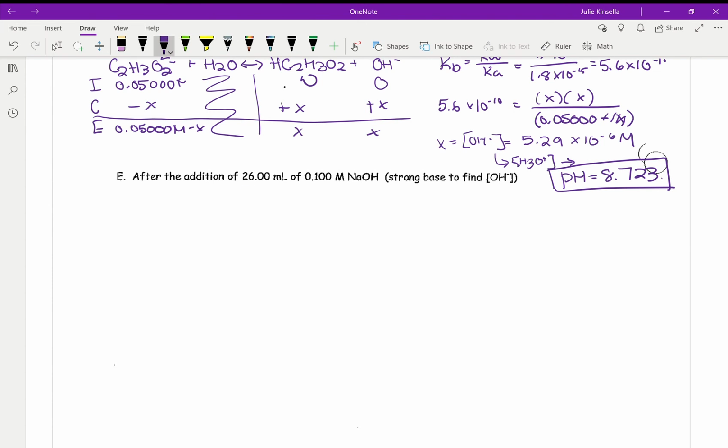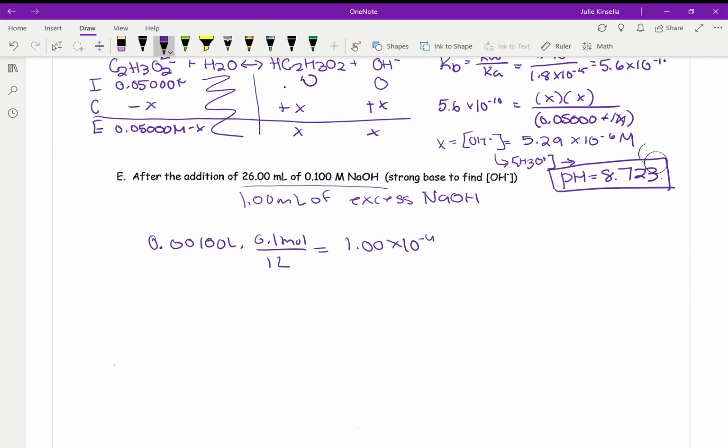This is after my equivalence point, 26 milliliters of a 0.1 molar sodium hydroxide. That's 1 milliliter of excess NaOH. So I'm going to use that 0.00100 liter using the molarity, 0.1 mole. I have 1.00 times 10 to the negative 4th mole of hydroxide present. I'm going to divide it by my total volume. I had 25 milliliters of my weak acid. This is 26 milliliters of my strong base. That gets me 1.96 times 10 to the negative 3 molar, which is my hydroxide.